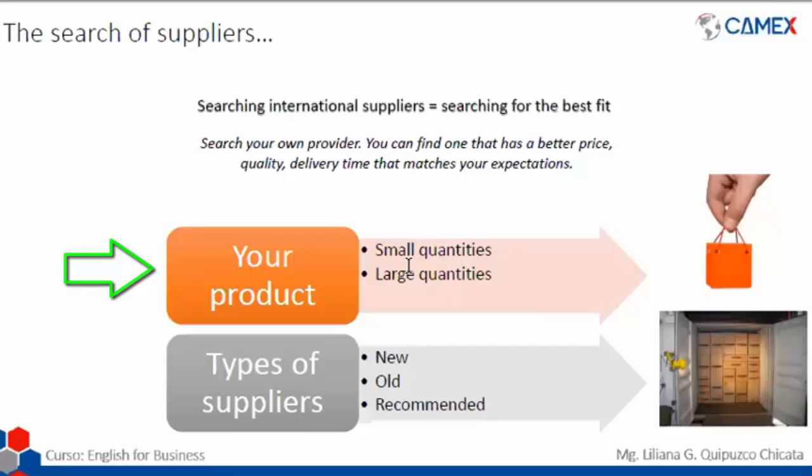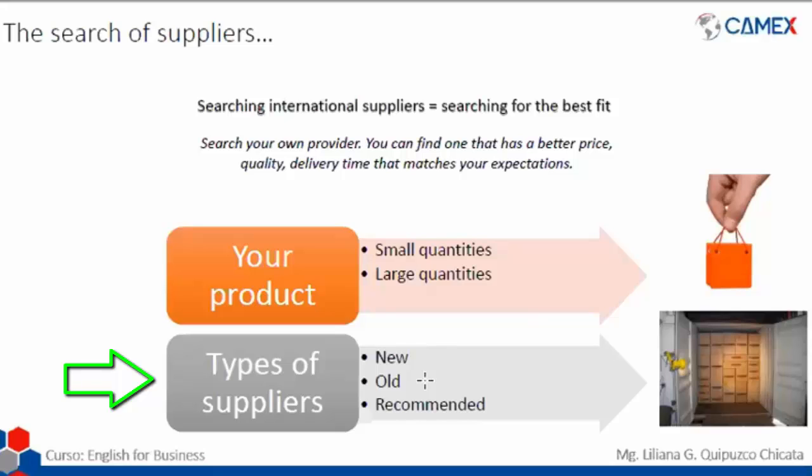Okay, so first you will have to look at your product and check if you're going to import small quantities or large quantities. On the other hand, we have also the type of suppliers. In this case, we have three types of suppliers. We have new, we have old, and we have recommended suppliers. The new suppliers are the ones that you are going to find for yourself.